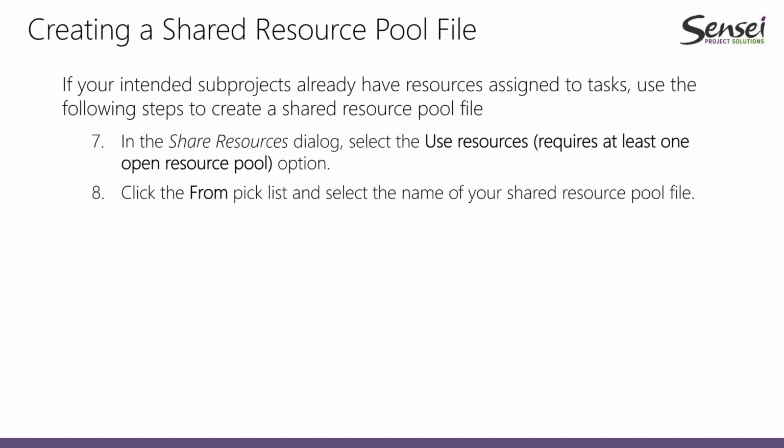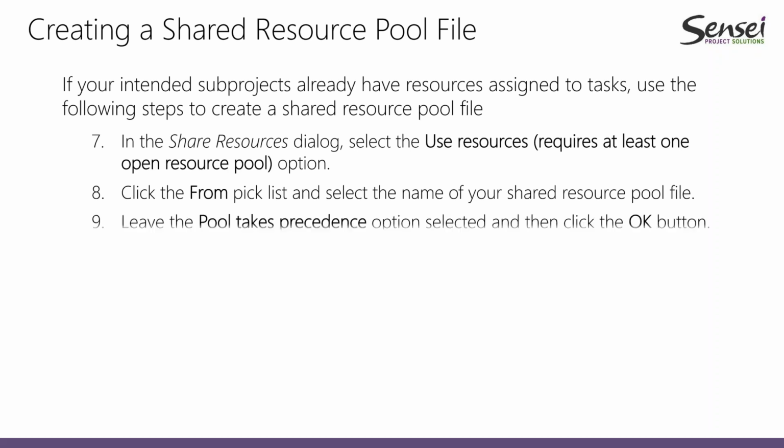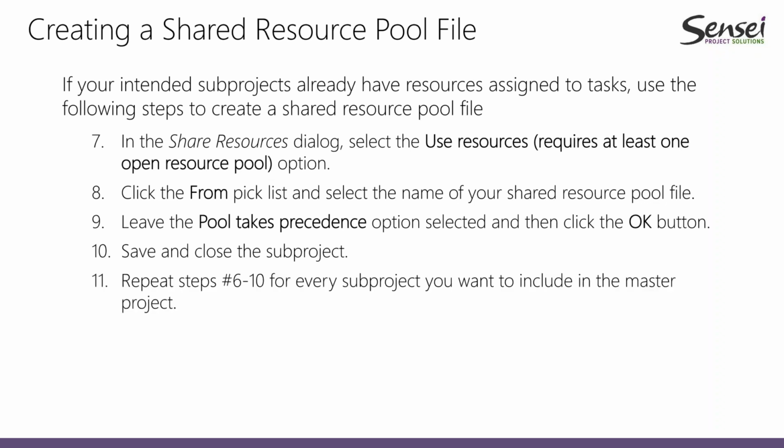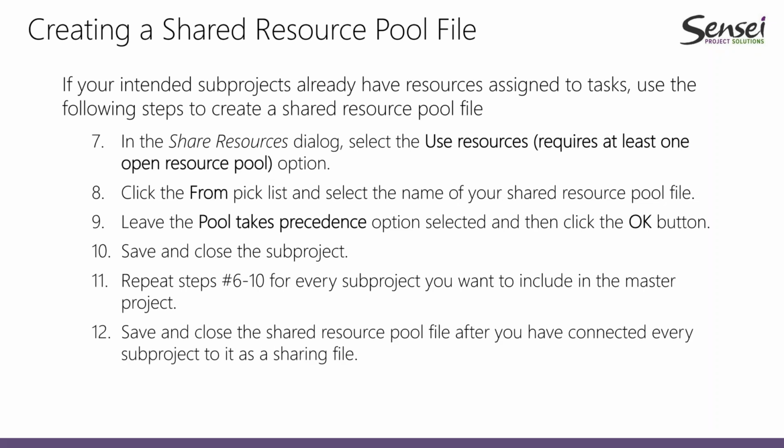On the from pick list, you pick the name of your shared resource pool file. You'll leave the option pool takes precedence selected and click OK. Then you're going to save and close that first sub-project. And then you will repeat the previous steps for every sub-project that you want to use in the master. And then you will finally save and close the shared resource pool file after you've connected every sub-project to it as a sharing file.